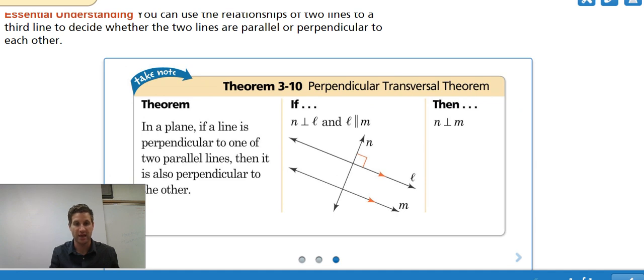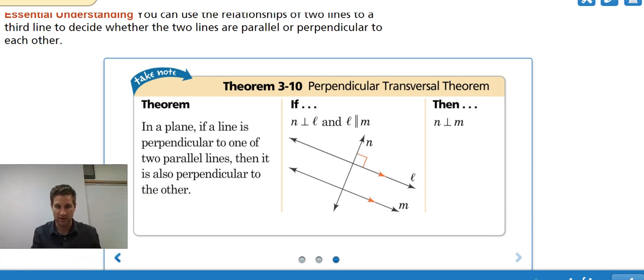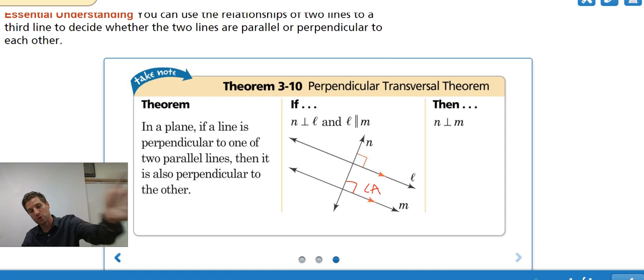Our last one. In a plane, again, it has to be within a plane, it can't be in two separate planes. If a line is perpendicular to one of the two parallel lines, then it is perpendicular to the other. So this is kind of like a reversal of the other one. We would know if this is 90 and these are parallel, this would also have to be 90 because of corresponding angles. And so that's how we could prove this to be true. Again, we could walk through a proof. Okay? Alright, let's look into some examples.